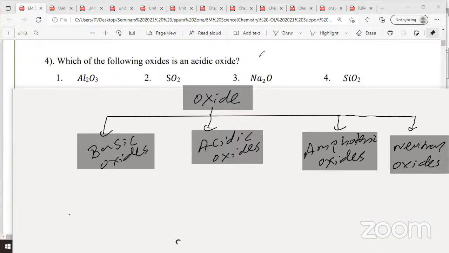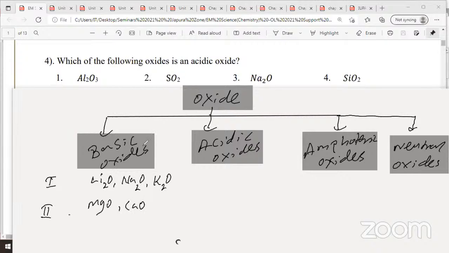Basic oxide means most of the metal oxides. For example, all the group 1 oxides are basic except hydrogen. Lithium oxide, Li2O, basic. Sodium oxide, Na2O, basic. If you put them into water, they form hydroxides: sodium hydroxide, potassium hydroxide, lithium hydroxide. All the group 1 metal oxides are basic. Group 2 also are basic. For example, magnesium oxide is basic, and calcium oxide is basic.